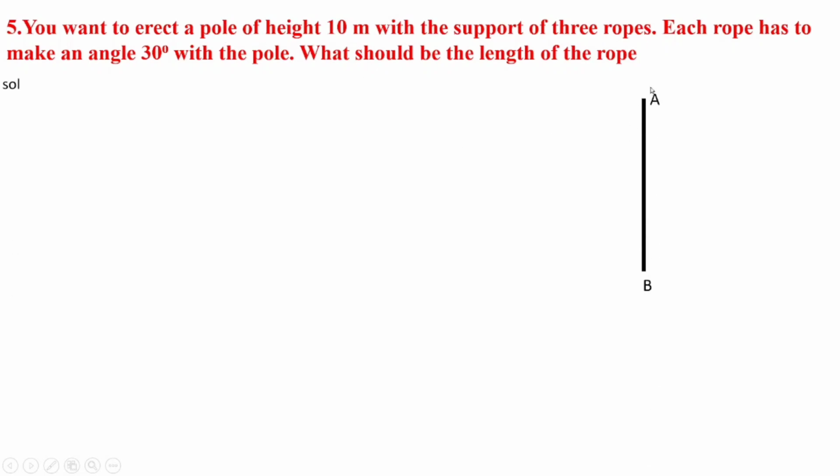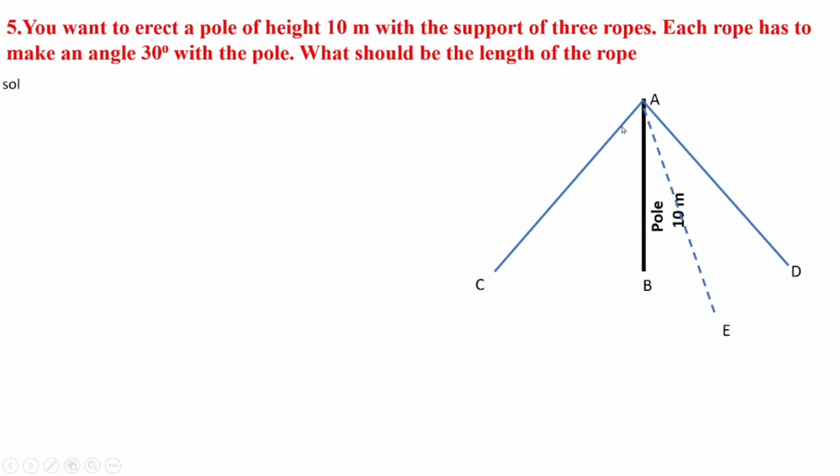So now let's see, AB is the pole. This AB is the pole of 10 meter. To erect this pole we have to make 3 ropes, which make an angle of 30 degrees with the pole. Suppose AC, AD and AE are the 3 ropes required to erect this pole AB. I have shown AE as a dotted line because this is a 3D figure, and in 2D we can't draw it fully.